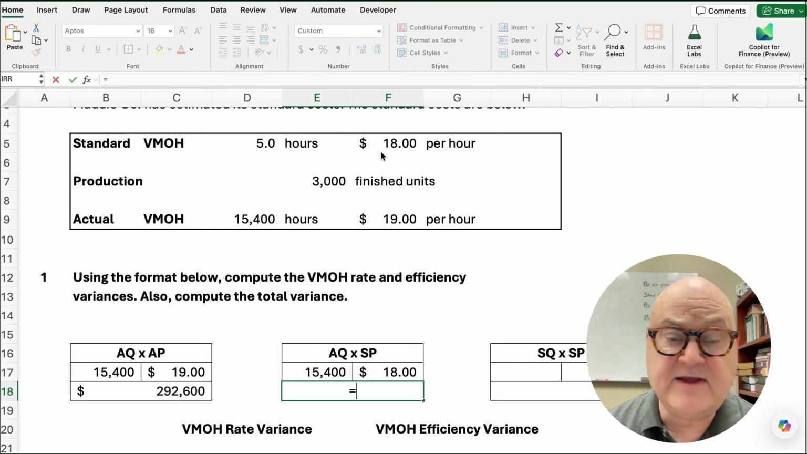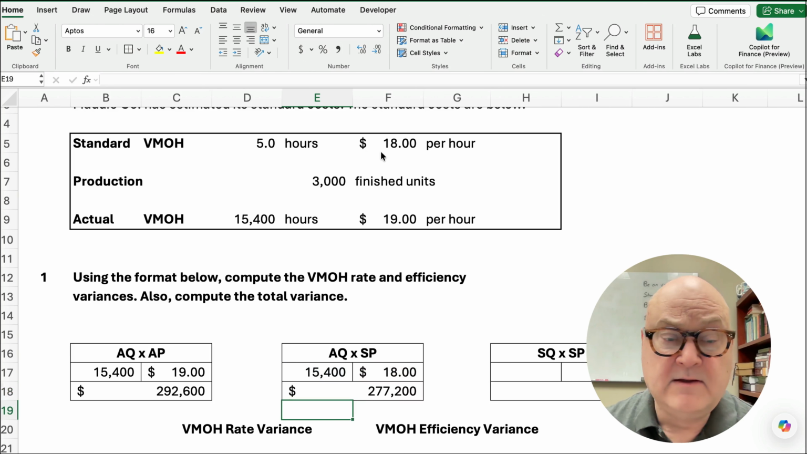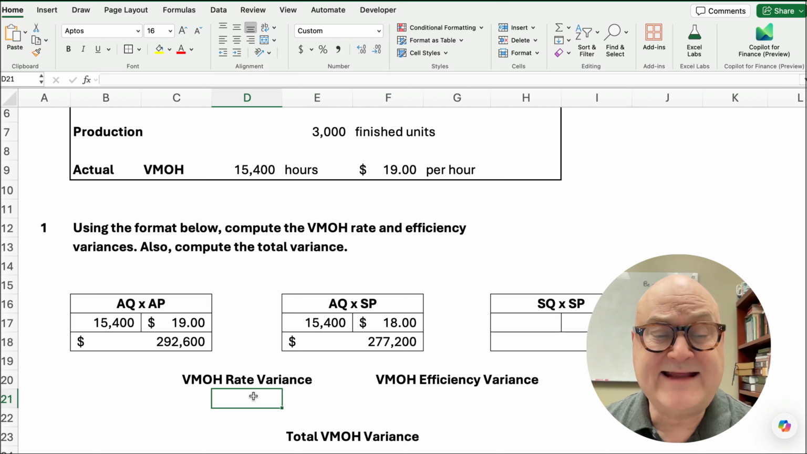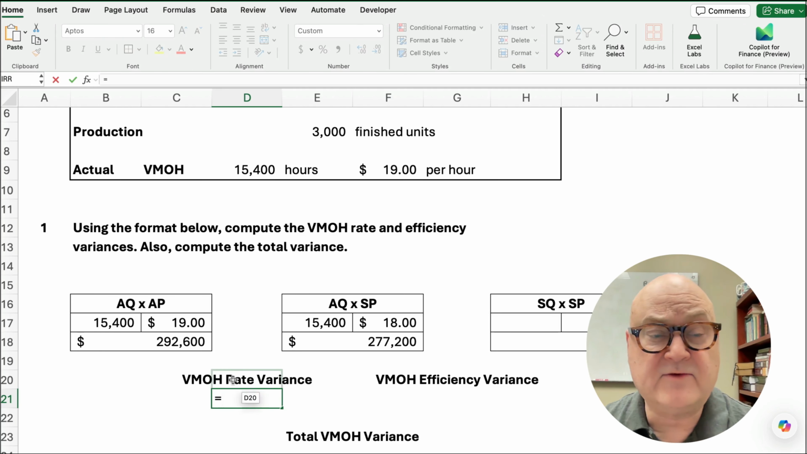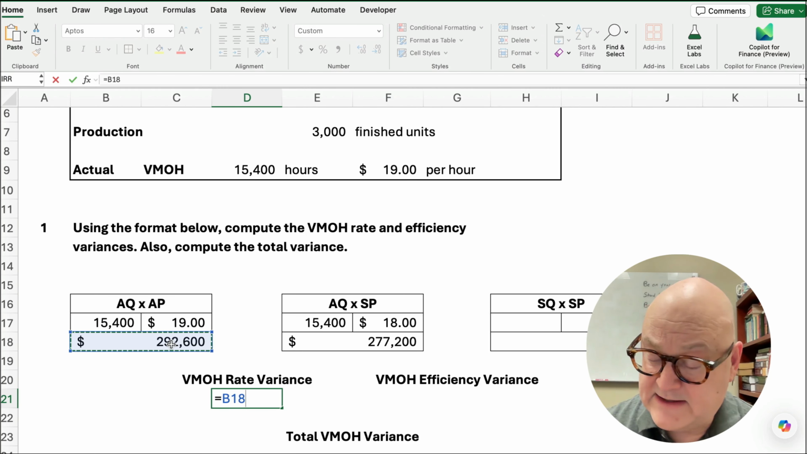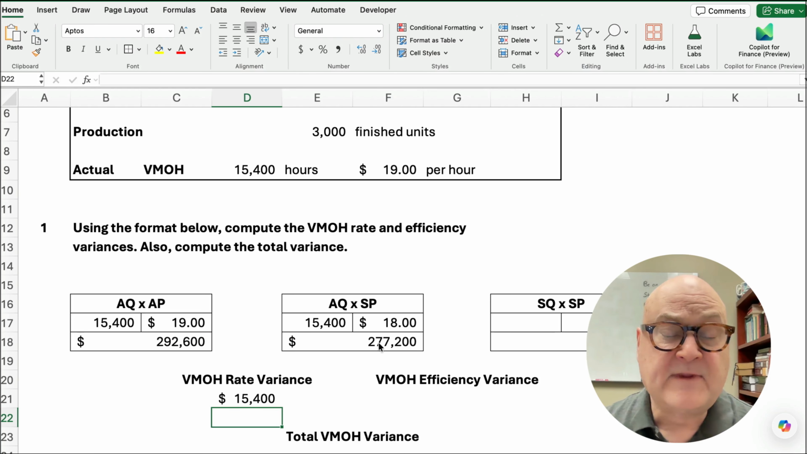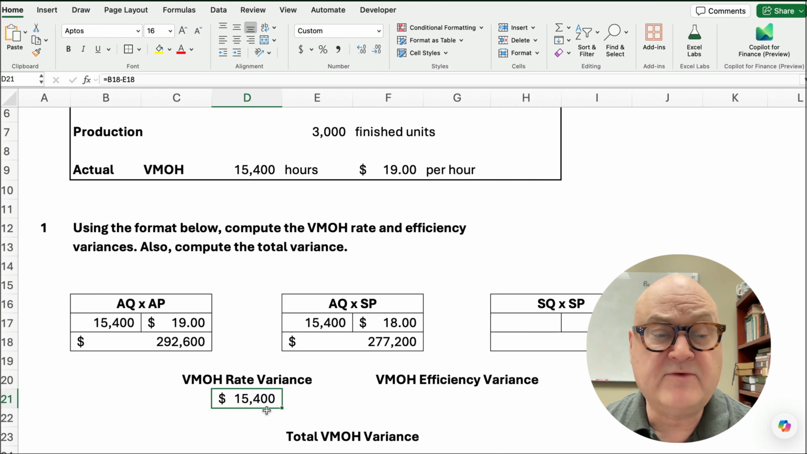So we're going to take the 15,400 times the 18. So here we've isolated these two numbers. We isolate and get the rate variance. So 292,600 minus 277,200, and we get 15,400, which is our rate variance.